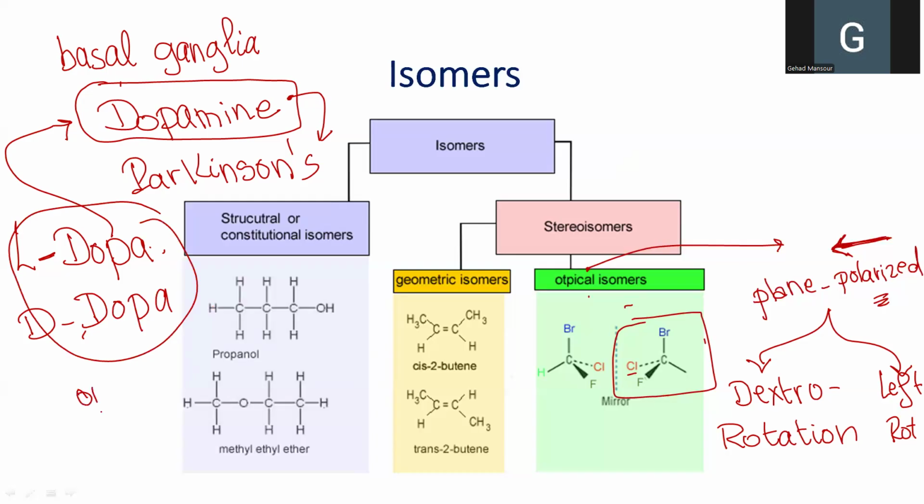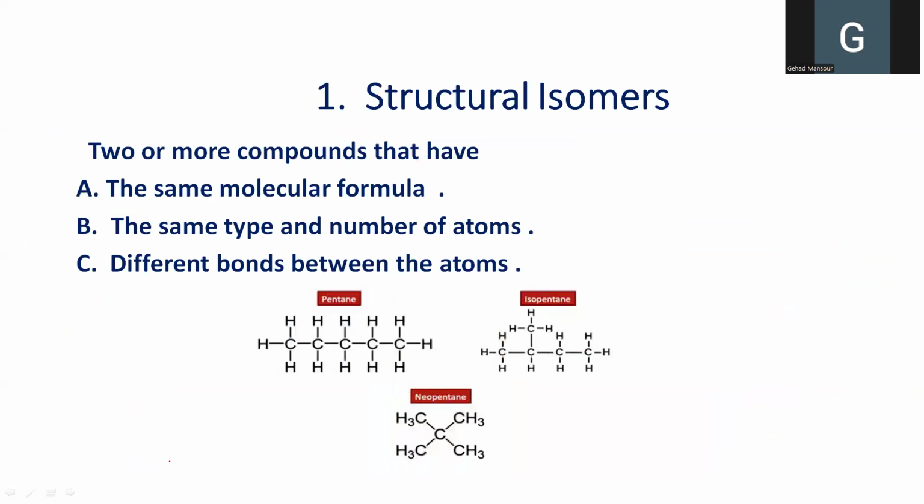So it is important to study this, especially in medicine. I'm talking about medicine, so they are optical isomers. It is important to know that L-DOPA and D-DOPA are optical isomers and that they are not equally effective in the treatment of Parkinsonism, one of them being very effective, the other being completely ineffective.